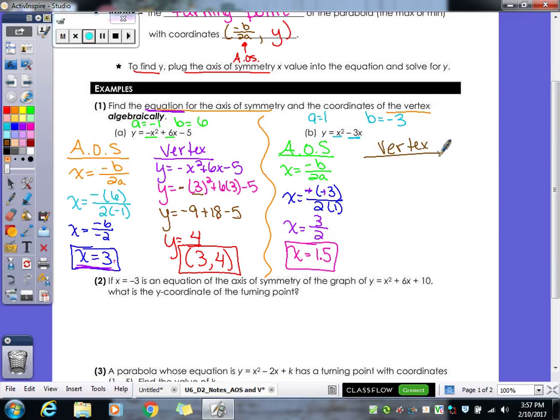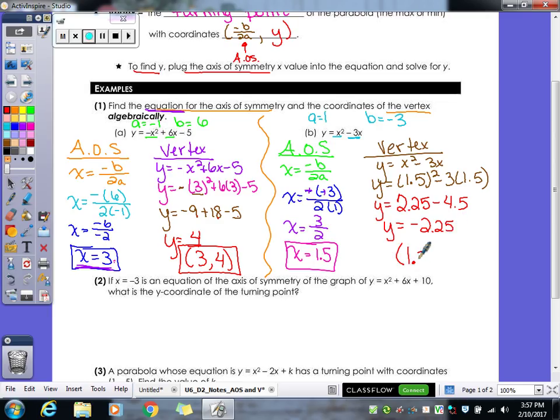So let's find the rest of our vertex. So I'm going to take my 1.5, plug it in for x. So 1.5 squared gives me 2.25. 3 times 1.5 gives me 4.5. So when I subtract, 2.25 minus 4.5 gives me a negative 2.25. So our vertex is the point 1.5 comma negative 2.25.